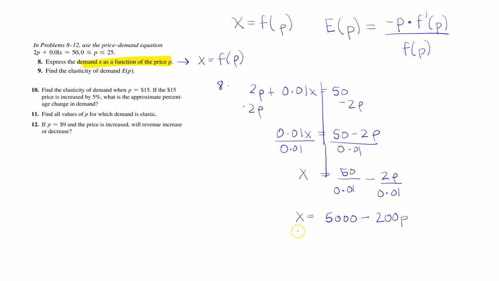And again, x is a function of price. So instead of an x, I can write that as f of p. And then I can see my rule here on the right-hand side is in terms of p. So if I know the price, I can plug it in to this rule and calculate the demand.